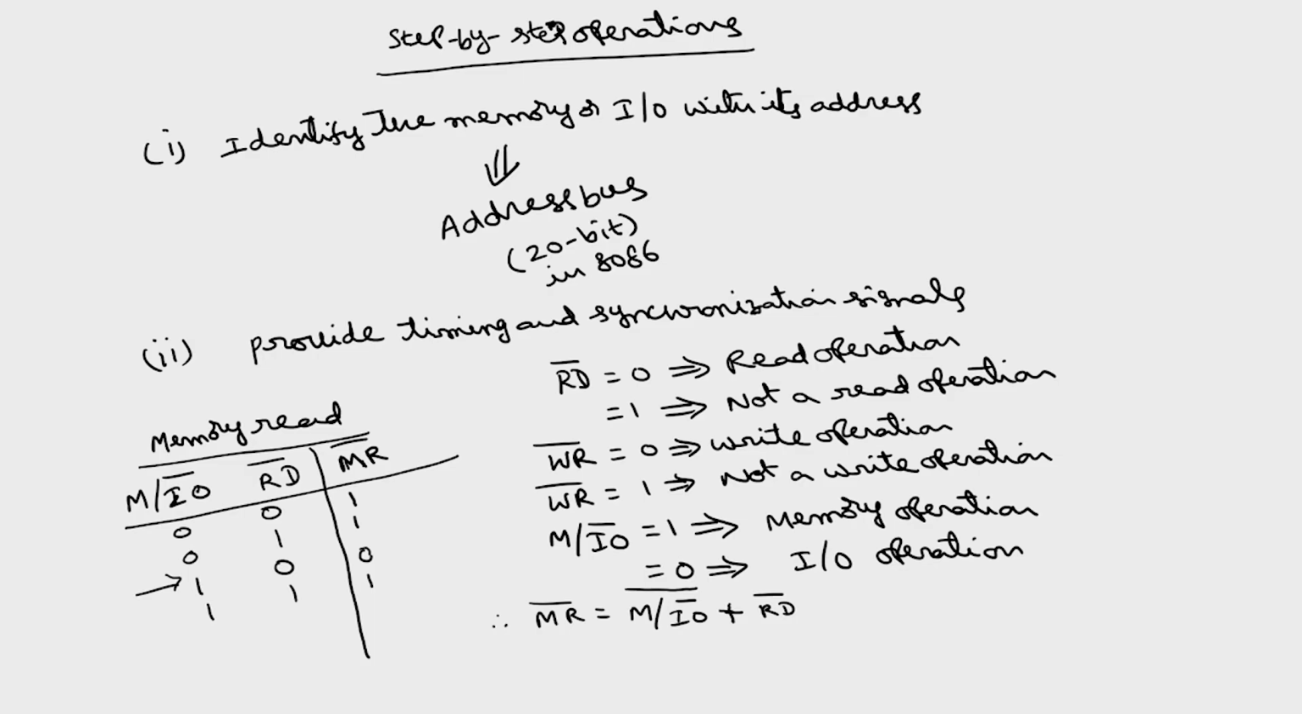So, the main logic circuitry that is required is you take M by IO bar, you invert it, then read bar you directly give to the OR gate. This is M by IO bar, then read bar. These 2 are available from the microprocessor, and you can generate memory read bar, or you call it MER bar. Here also you can write MER.